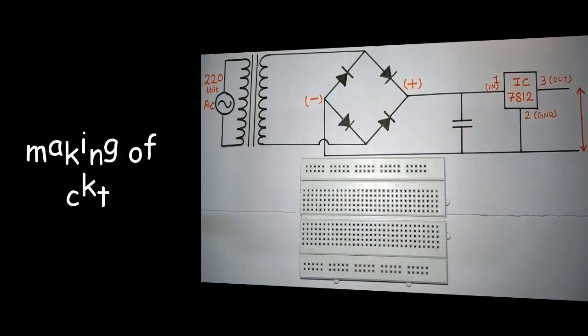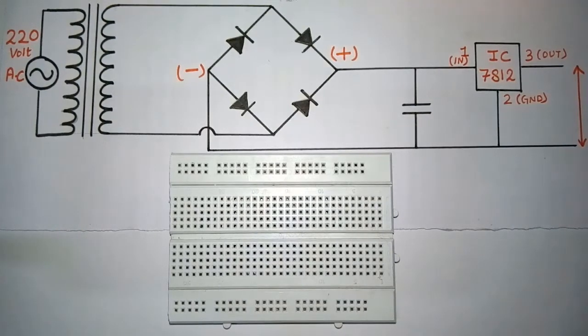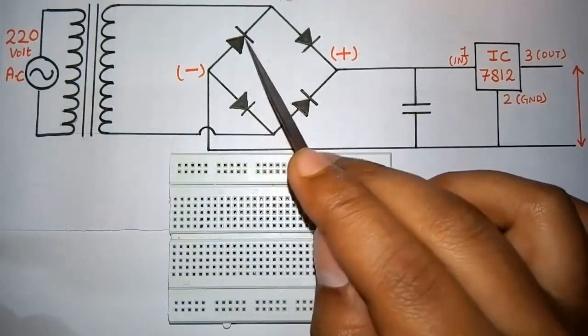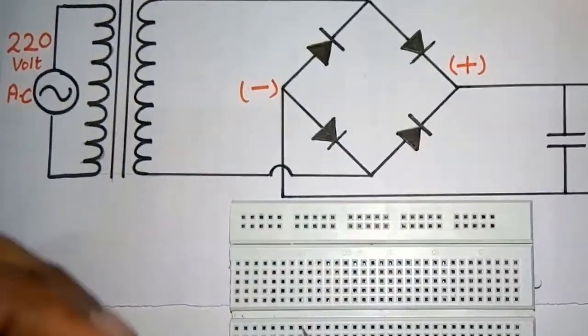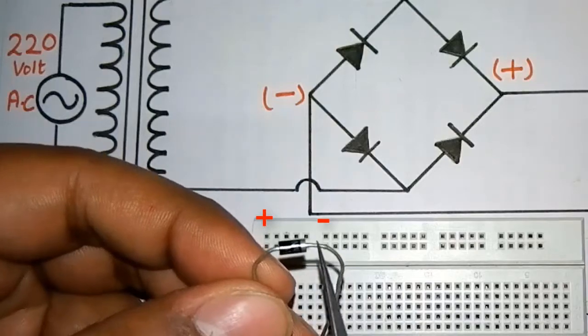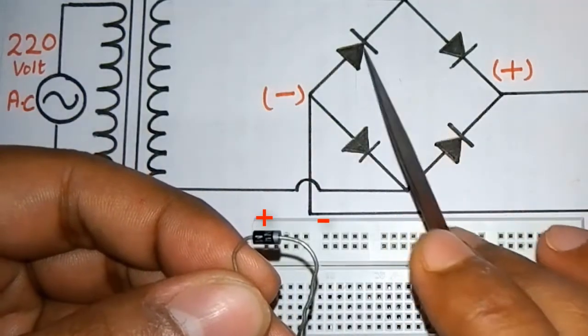Now I'm going to make the circuit. Please follow my steps. First of all, I will use the diode and look at its positive and negative part. This is a diode. Here the black one is the positive part and the grey one, the small one, is the negative part. So we have to arrange according to our diagram.